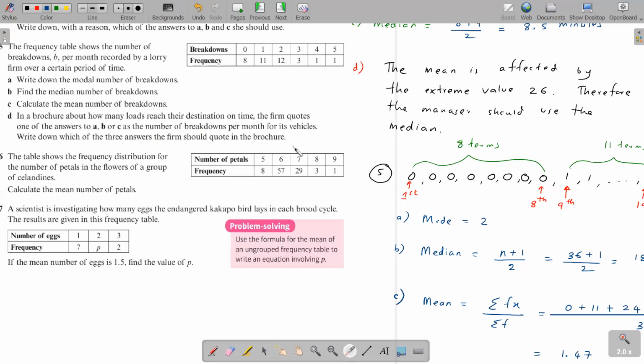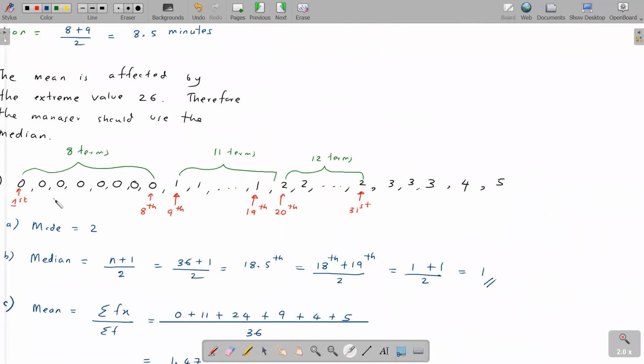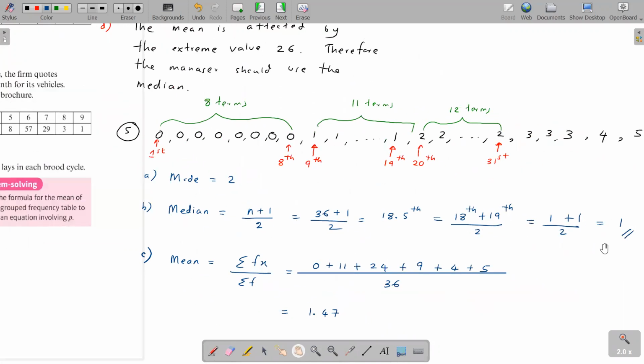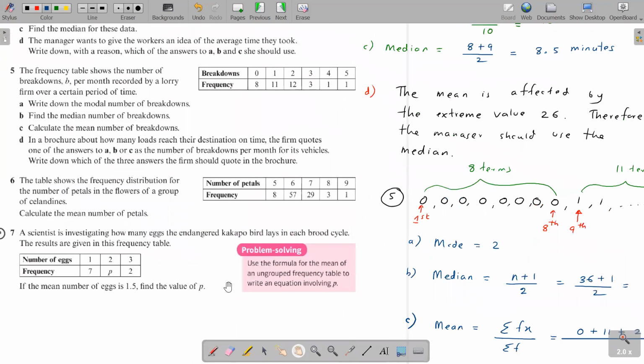So now they have the mode, the mean, and the median number of breakdowns. You can see we really do not experience any extreme values here, so we do not have that issue. These values are also quite close to each other. Now they are saying, write down which of the 3 answers the firm should quote in the brochure.